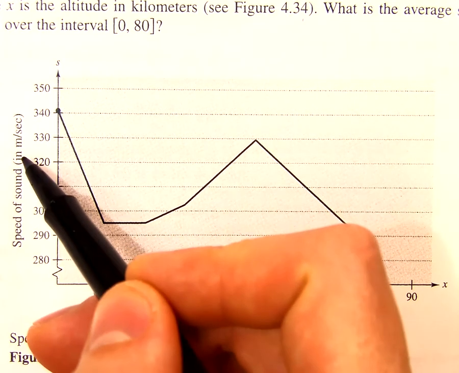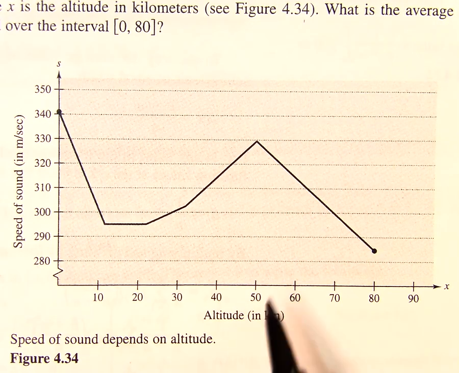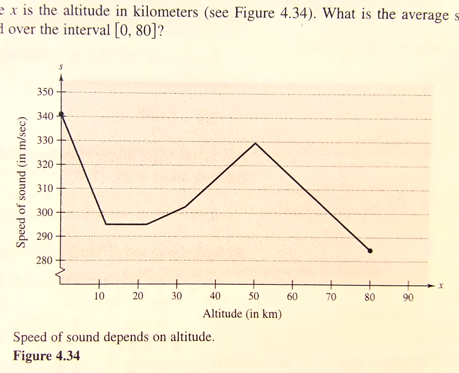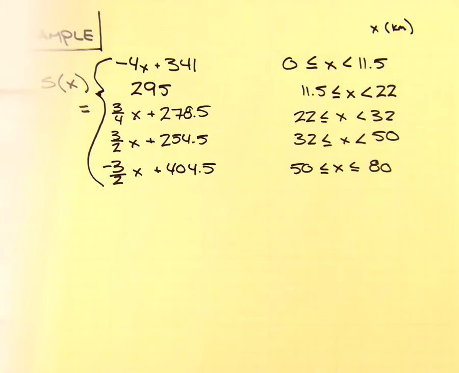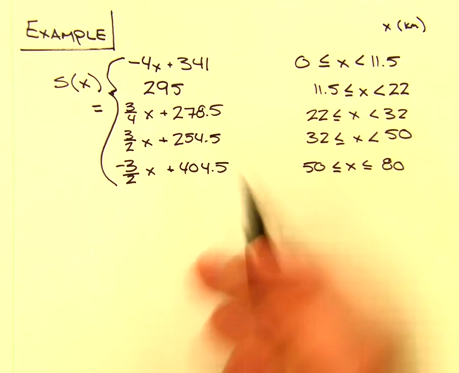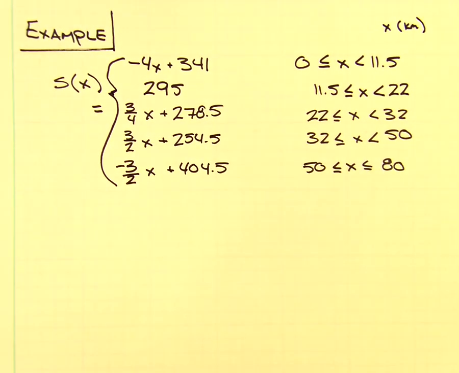So here's the speed of sound in meters per second, altitude in kilometers, but it's not really easy to figure that out as things are. And this is very much a real world problem, okay? So let's see how we would do this. Okay, so we have a piecewise function. Using some of the properties of definite integrals, we know that we can take the integrals of each one of these separately, multiply by that particular factor, and then add them together to get the total area under the curve.